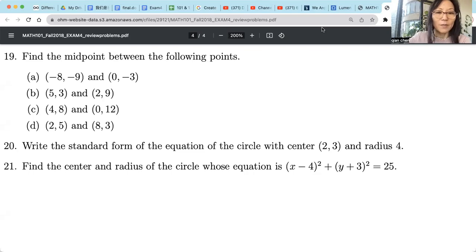Okay, let's finish this review. So question 19, getting my pencil. So we're given 2 points and we want to find the middle point.